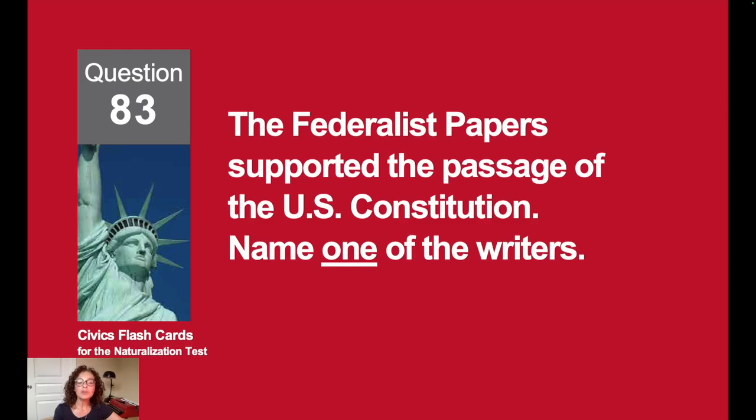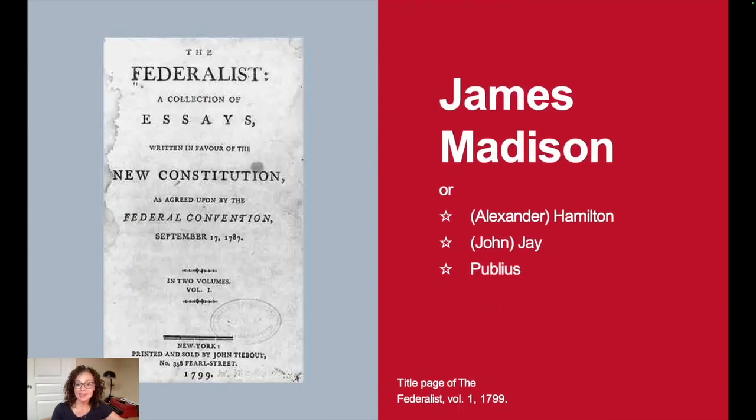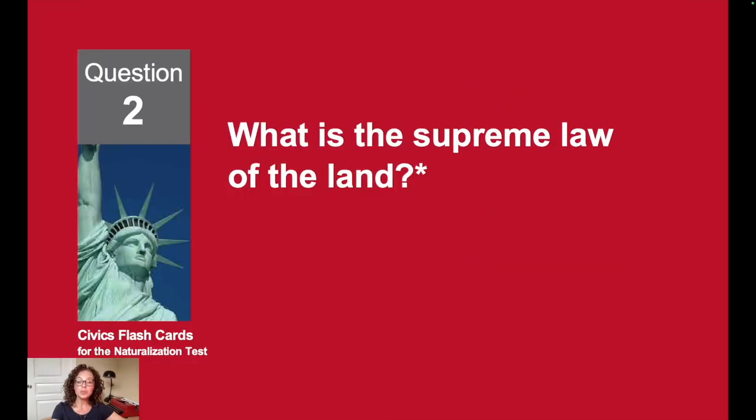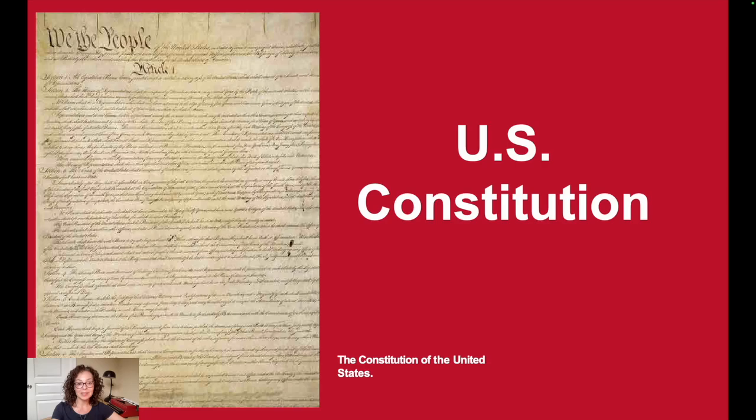The Federalist Papers supported the passage of the U.S. Constitution. Name one of the writers. James Madison. What is the supreme law of the land? The U.S. Constitution.